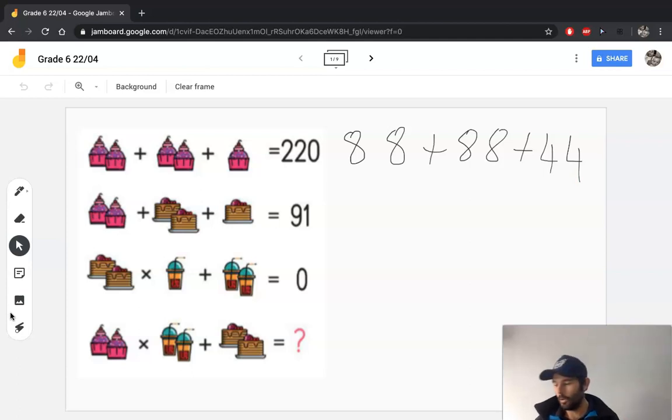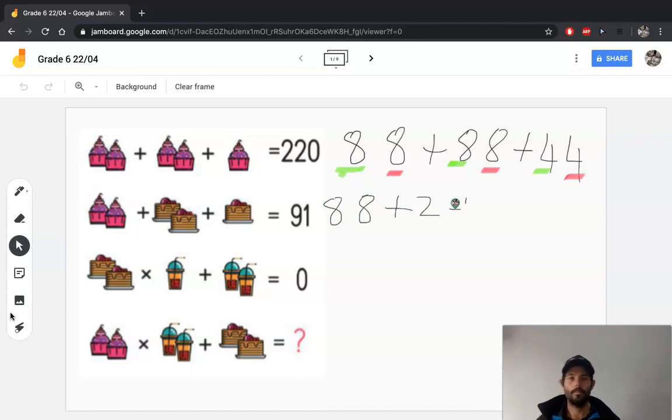Just quickly, how would I work that out mentally as quickly as I can? I'd say 80 plus 80 plus 40 is 200, and then I would have a look at the units and say 8 plus 8 plus 4 is 20, and then that gives me your 220. I then know that I've got 88 and I must add 3 to get to 91, so that must be plus 2 and plus 1.